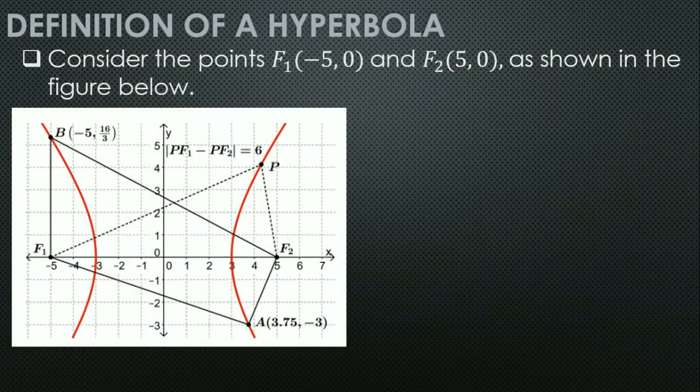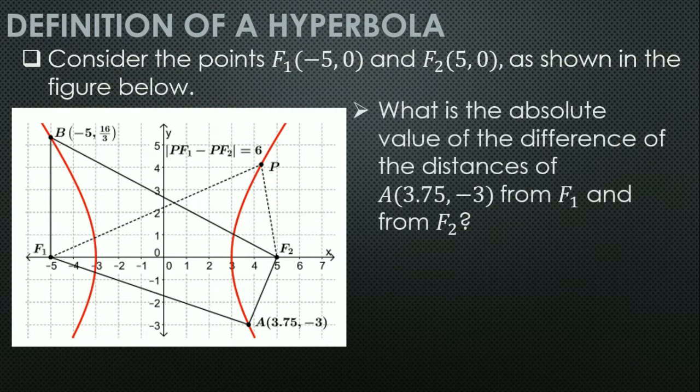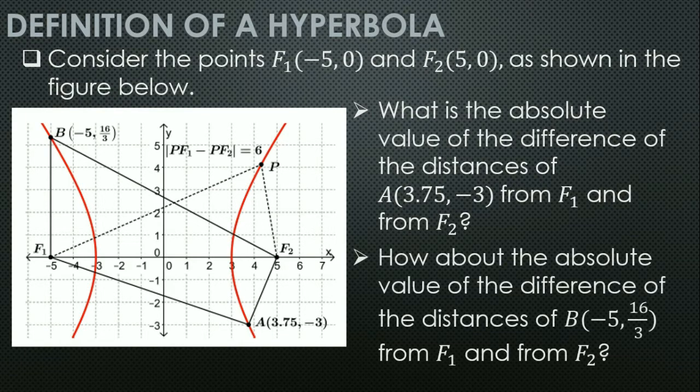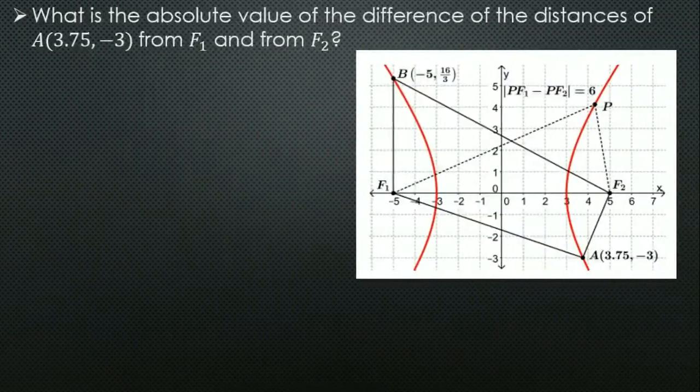Let us consider the points f sub 1, which has coordinates negative 5, 0, and f sub 2, 5, 0, as shown in the figure below. What is the absolute value of the difference of the distances of point A from f sub 1 and f sub 2? How about the absolute value of the difference of the distances of point B from f sub 1 and from f sub 2? So here is the solution.